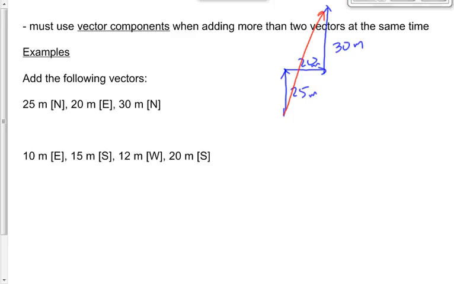You can see the sentence that I've got listed up here. It says, must use vector components when we're adding these together. Follow along with me, and then you can write it down, okay? We get two more examples for you to work through yourself, so just follow along right now.